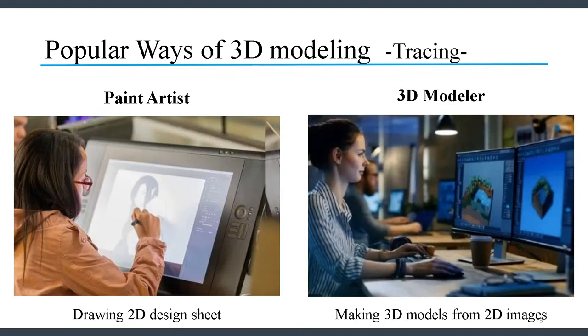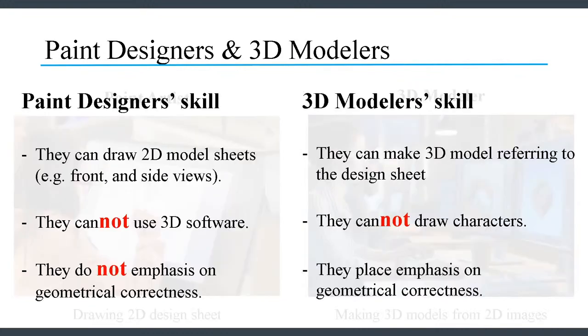These processes are divided into two works, the paint designer's work and the 3D modeler's work. The main reason is that each step requires special skill. For example, in the case of the paint designer's work, imagining the final characters and drawing them on paper. And in the case of the 3D modeler's work, 3D modeling operations. In general, such specialization allows for increases in the productive capacity of work.